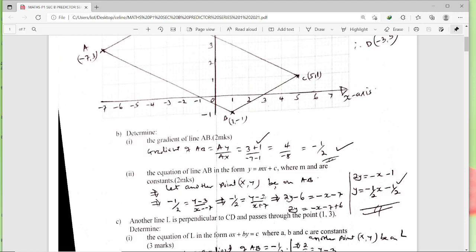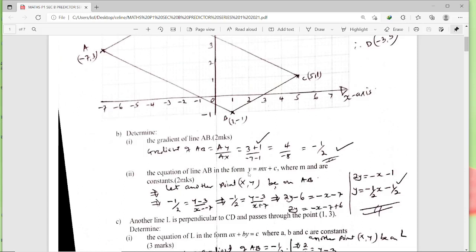So we cross multiply, it will be 2 into brackets y minus 3, that gives you 2y minus 6, equals negative 1 into x plus 7. If you open the bracket, negative 1 times x is negative x, then negative 1 times 7 is negative 7. So 2y minus 6 is equals to negative x minus 7. If you take 6 to the other side, it will be 2y equals negative x minus 7 plus 6. So negative 7 plus 6 gives you negative 1, so we have 2y equals negative x minus 1.